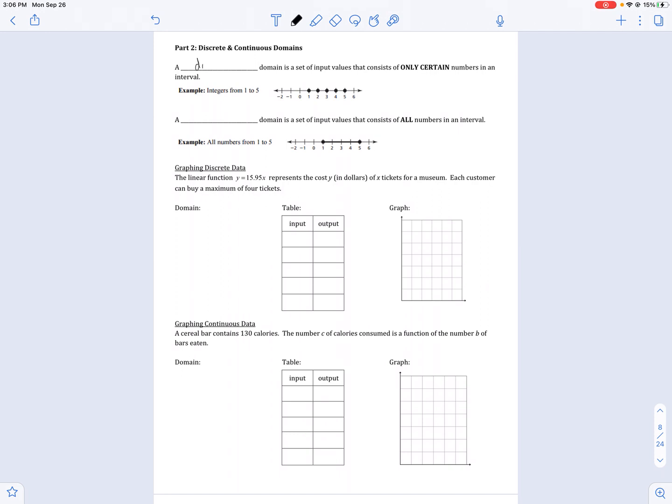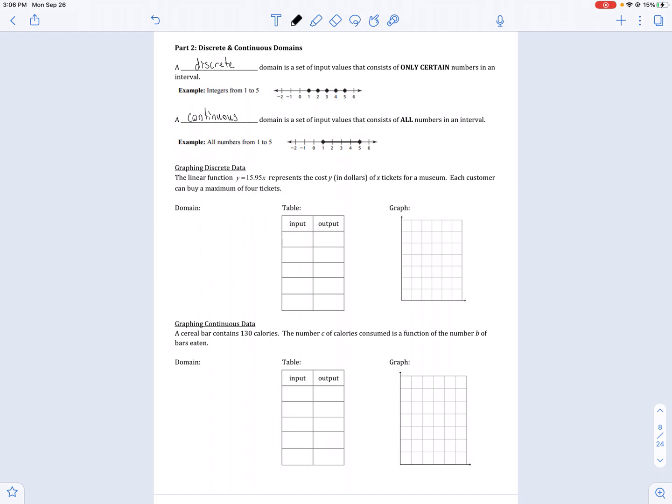So the first blank here is discrete. A discrete domain is a set of input values that consists of only certain numbers in an interval, not all of them. It gives us an example on a number line right here. And then a continuous domain is a set of input values that consists of all the numbers in the interval.